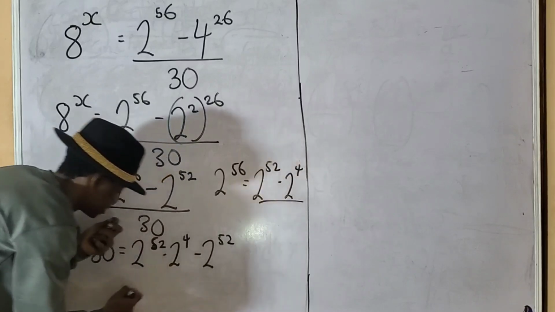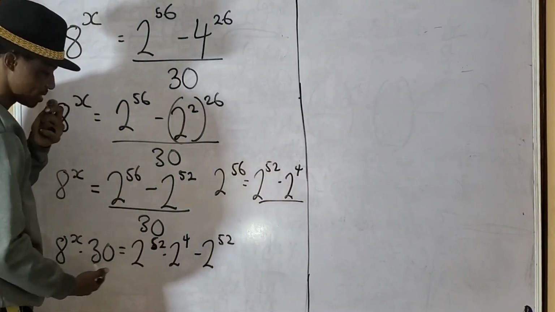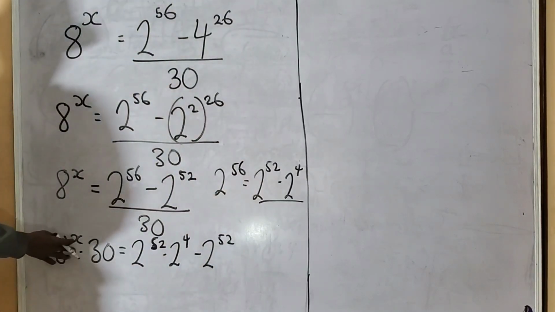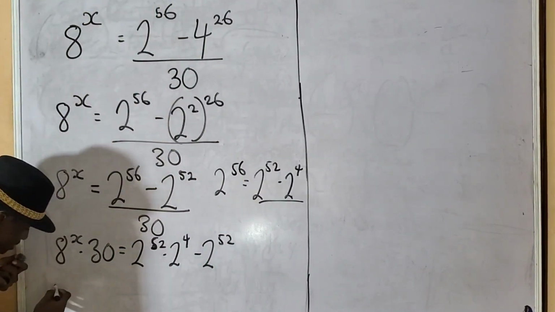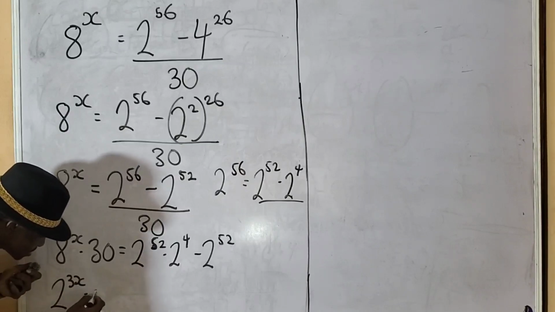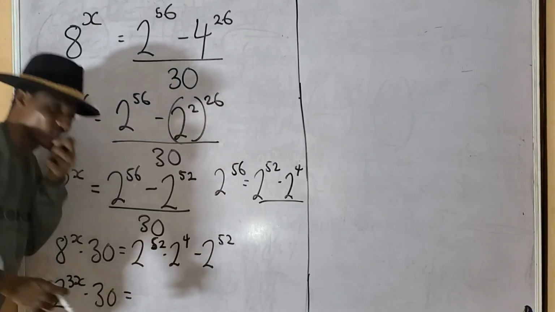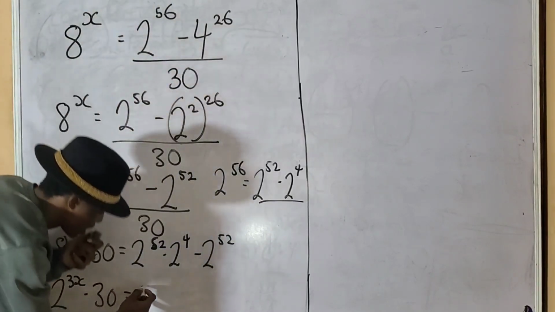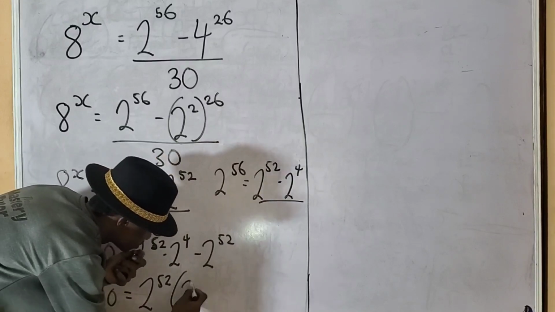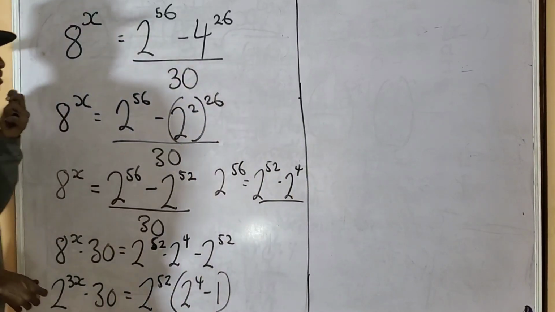Okay? Now, you can see that at the right hand side, 2 raised to the power of 52 is common. Now, 8 raised to the power of x can be written as 2 raised to the power of 3x, right? Multiplied by 30 is equals to, now factorize out 2 raised to the power of 52. We are going to have 2 raised to the power of 52 multiplied by 2 raised to the power of 4 minus 1, right?